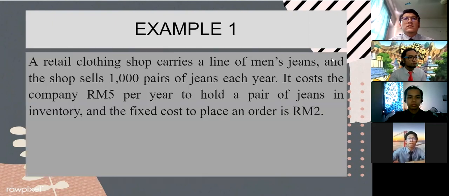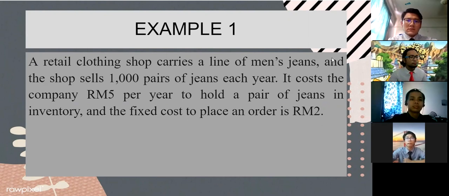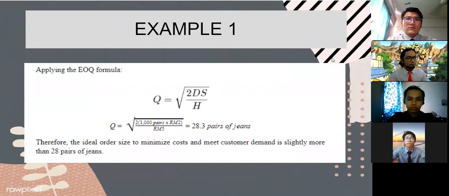Now looking at the examples. I have two examples. The first example: a retail clothing shop carries a line of men's jeans and the shop sells 1,000 pairs of jeans each year. It costs the company RM5 per year to hold a pair of jeans in the inventory, and the fixed cost to place an order is RM2. So this is a very straightforward example.